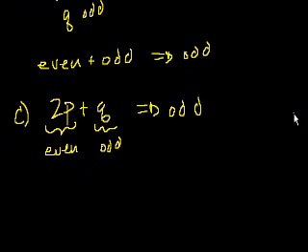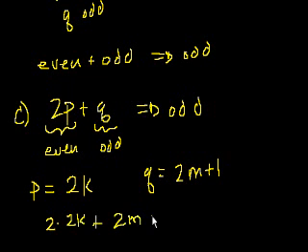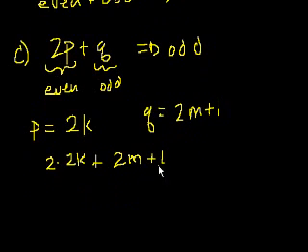And we could even prove it a little bit. If you say that p is equal to 2 times some number k, we don't know what that is, and we say that q is equal to 2 times some number m plus 1, then what does this simplify to? This simplifies to 2 times p, which is 2 times some number k, plus q, which is 2 times some integer m plus 1.